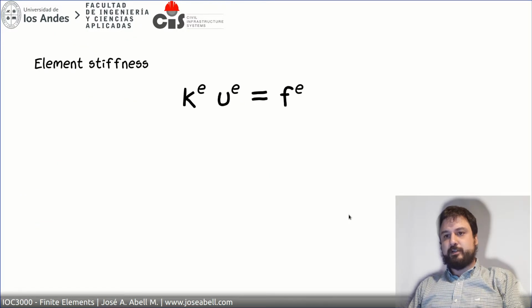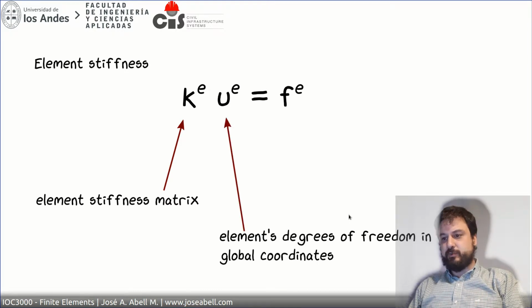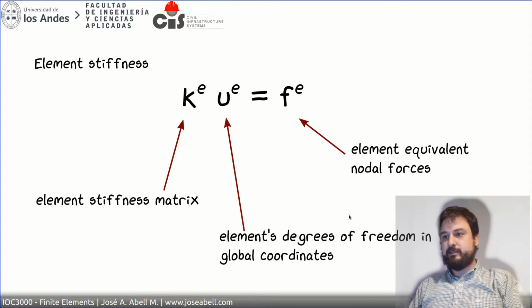So we start just by remembering what each of the components are. We have the element stiffness matrix, we have the element's degrees of freedom in global coordinates. These are the subset of all the global degrees of freedom that belong to this element, as well as the equivalent element nodal forces. Okay, so if the element has some body forces or other forces that are applied directly to it and are part of the element, those go here.